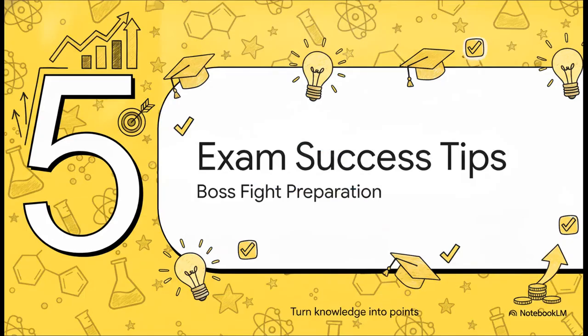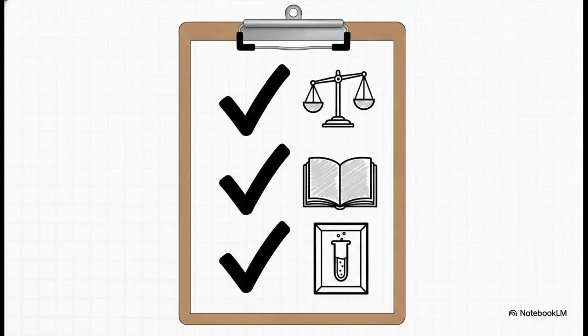All right. Final stretch. Section 5, Board Exam Success Tips, the boss fight preparation. Definitely take a screenshot of this rapid-fire checklist because doing these 6 things will practically guarantee you don't lose silly marks. First, memorize those 11 key equations from your notes. Second, do not ignore the NCERT activities. The boards love pulling case studies directly from there.